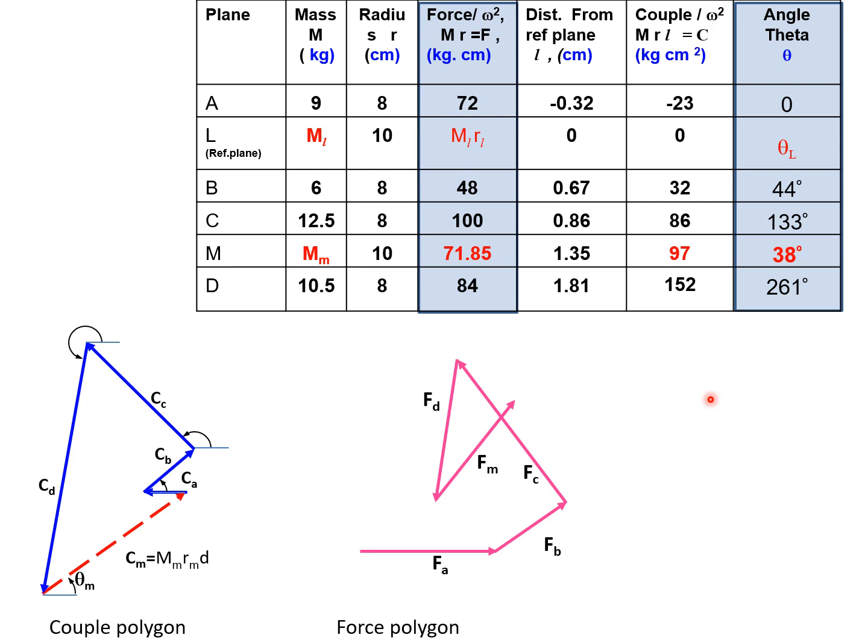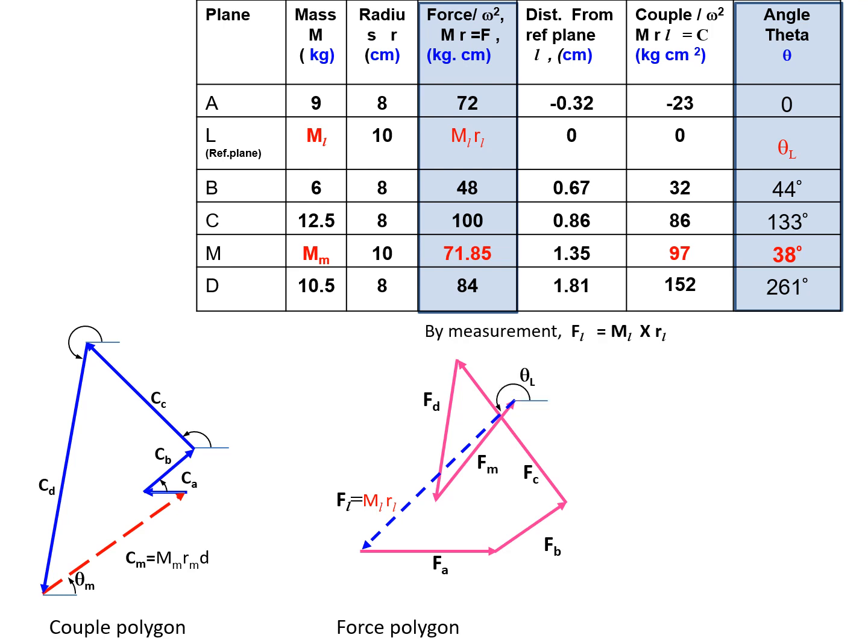Now let me bring to your notice that it is not necessary to follow the same sequence. You can alter the sequence, but it is preferable that we follow the sequence given in the table. And finally we join the arrow of the last vector and tail of the first vector to find the MLRL vector. So this way we find MLRL vector and we find the angle.